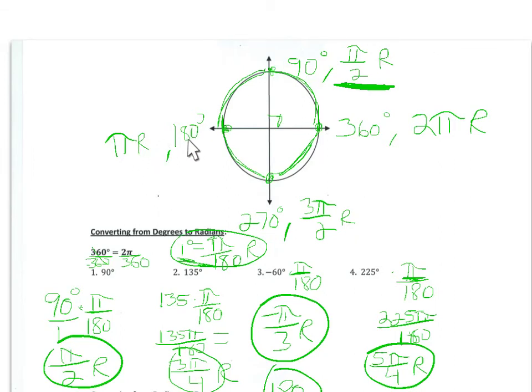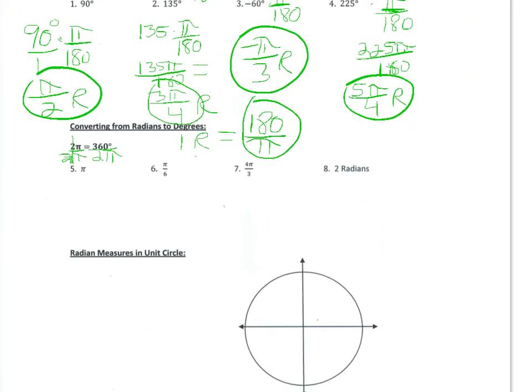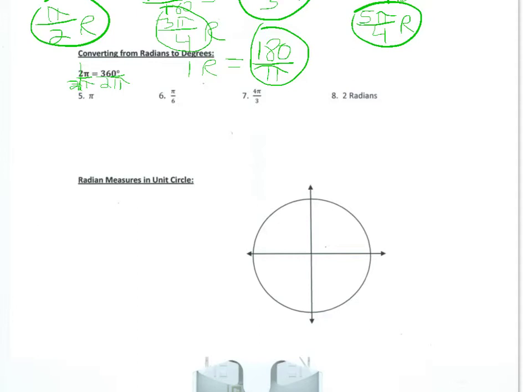Let's use the conversion factor to prove that it is equal to 180 degrees. I'm just taking pi and multiplying it by this whole thing here, 180 over pi. And you can see the pi's cross cancel and you're just left with 180 degrees. So it works out.